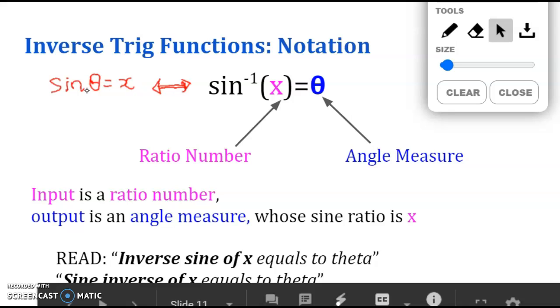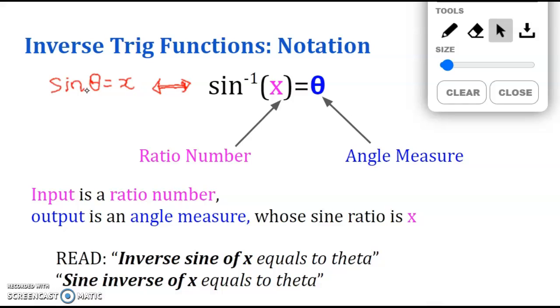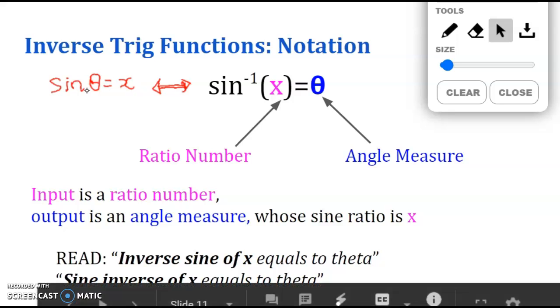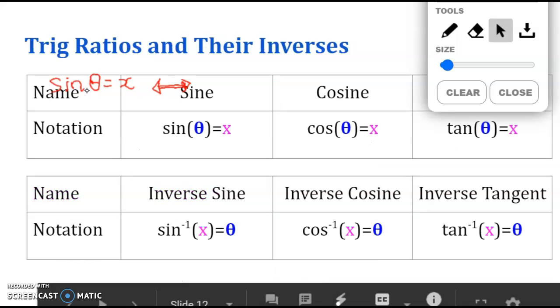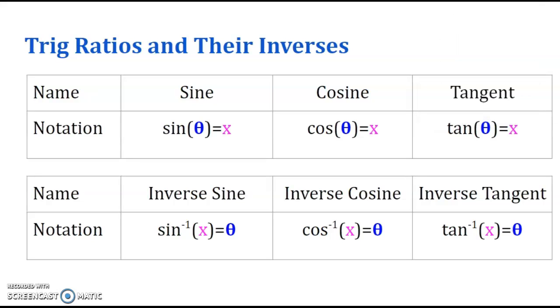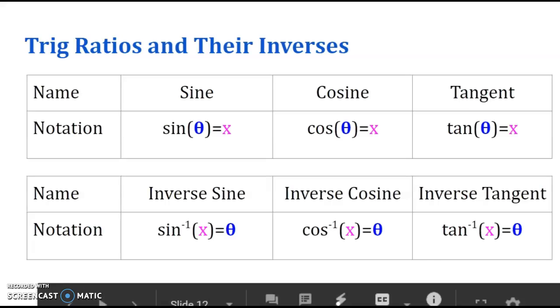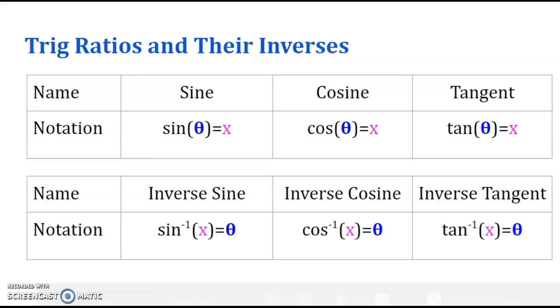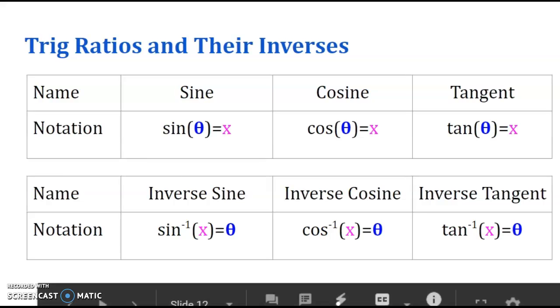And you read this as inverse sine of x equals theta, or sine inverse of x equals theta. So that means the trig ratio and the inverses. Let's just do the comparison. For sine, the notation for the trig ratio is sine of theta is equal to x. The inverse of sine is sine with a -1.